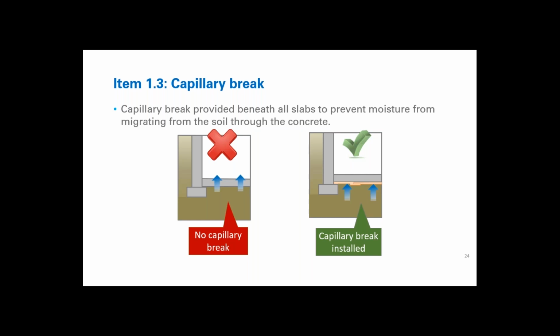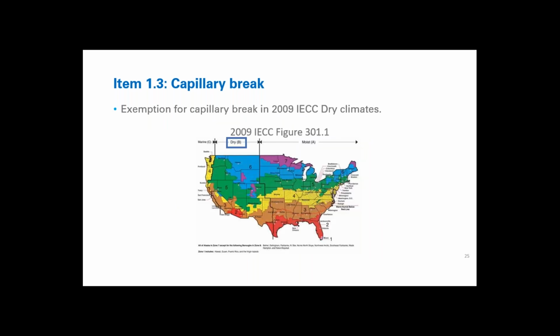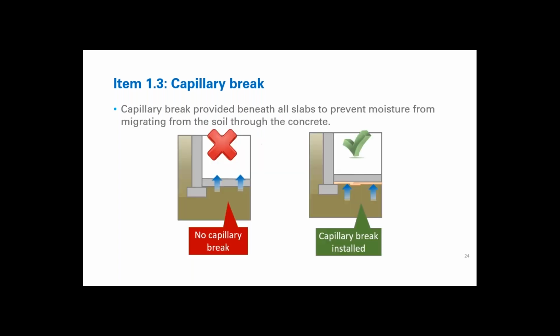Okay, so let's move on to the next requirement, which is 1.3. 1.3 requires that a capillary break be provided beneath all slabs except crawl space slabs. The reason for these requirements is to prevent water coming up from the ground through the slab, which is very porous. Concrete's porous like a sponge, right? And then into the home.